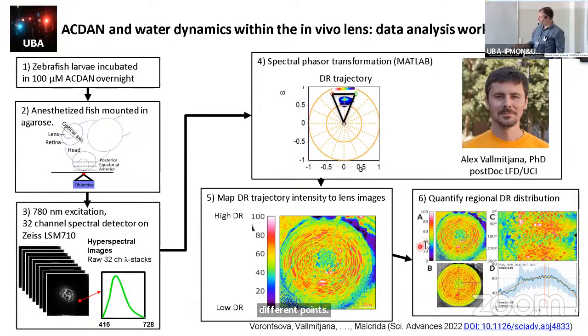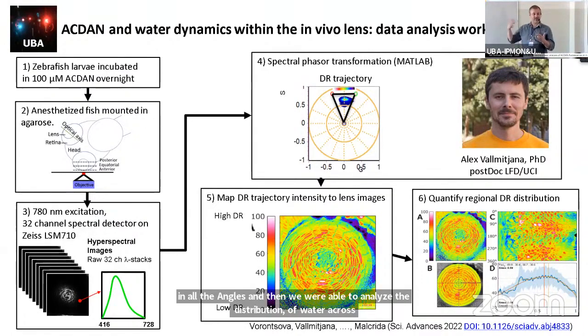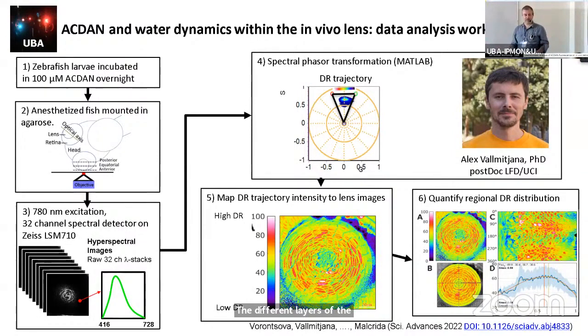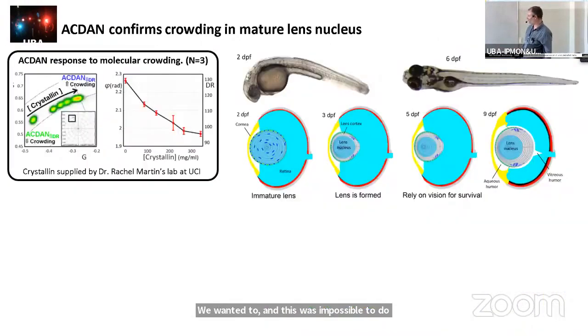And then Alex was able to transform this circular shape of the lens into this flat shape of the lens. And as you can see, this is the center of the lens, and this is the perimeter of the lens, and this is the cross-section of the lens. So he extrapolated all the measurements of the dipolar relaxation of the lens in all the angles, and then we were able to analyze the distribution of water across the different layers of the lens for all the lenses we wanted to do. And this was impossible to do by hand. Only because we have Alex, we were able to do it.